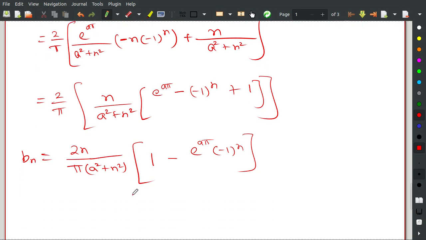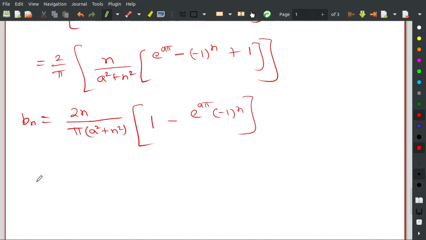Okay, let's try to find b1 and b2. So b1 is, if we want to find b1, we have to substitute n equal to 1. b1 equals 2 by pi, a square plus n square, and this becomes n power 1, therefore it's minus, so minus of minus is plus, therefore we have 1 plus e power a pi. This is our b1.